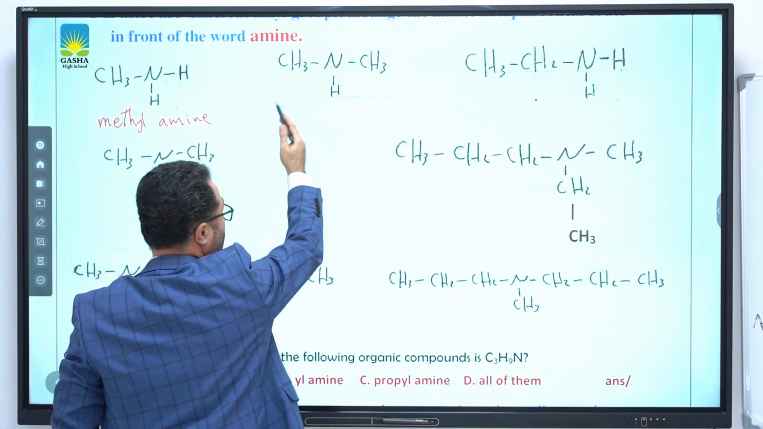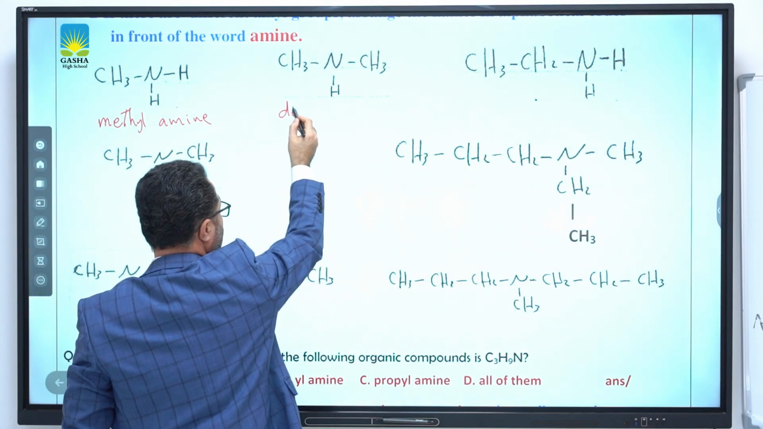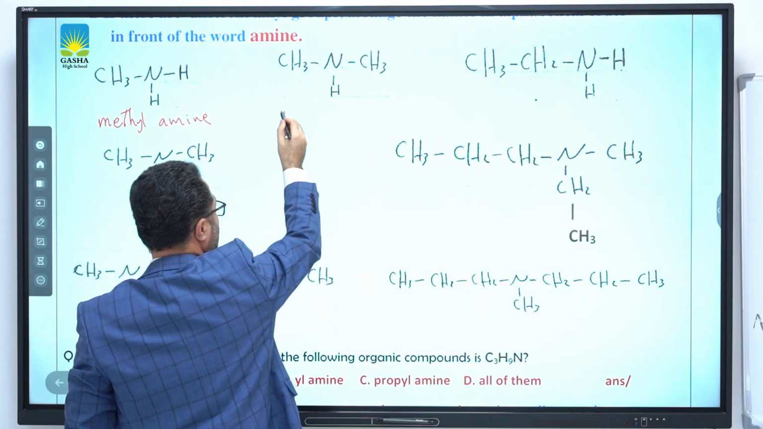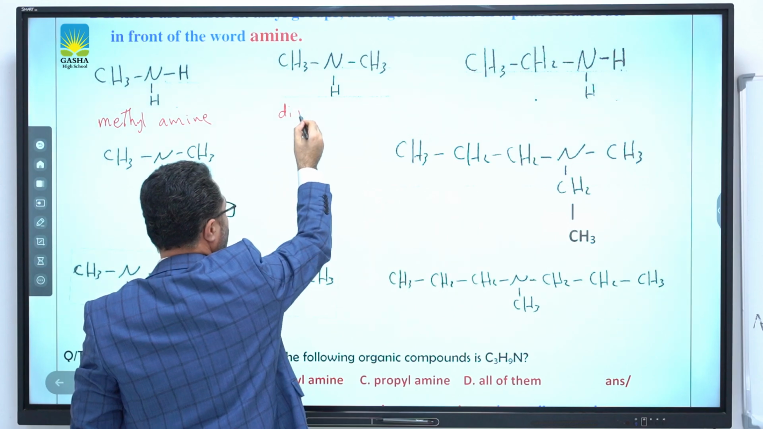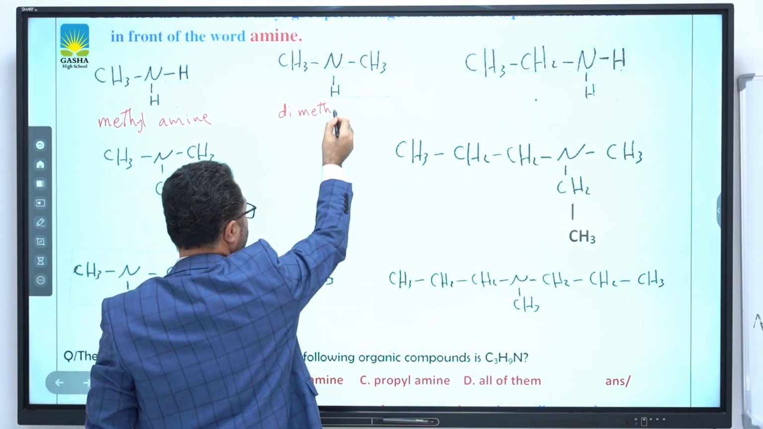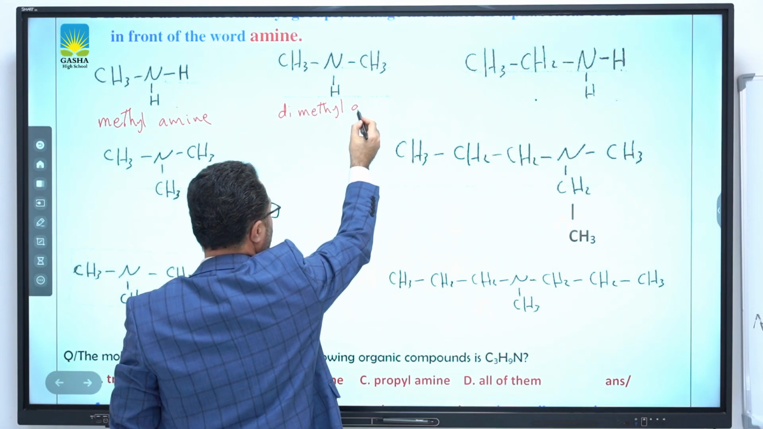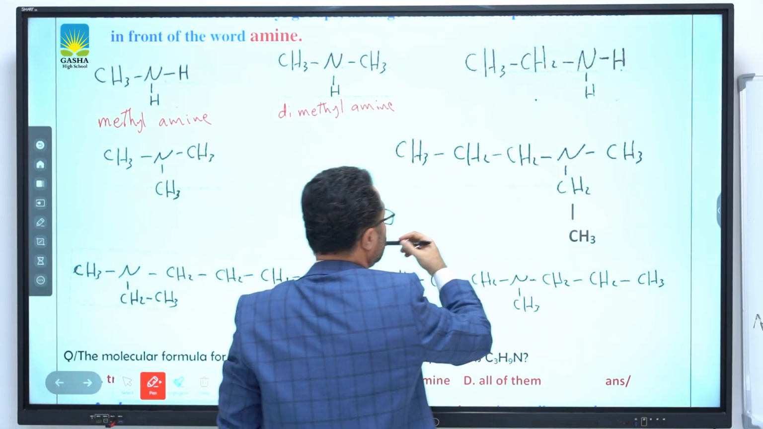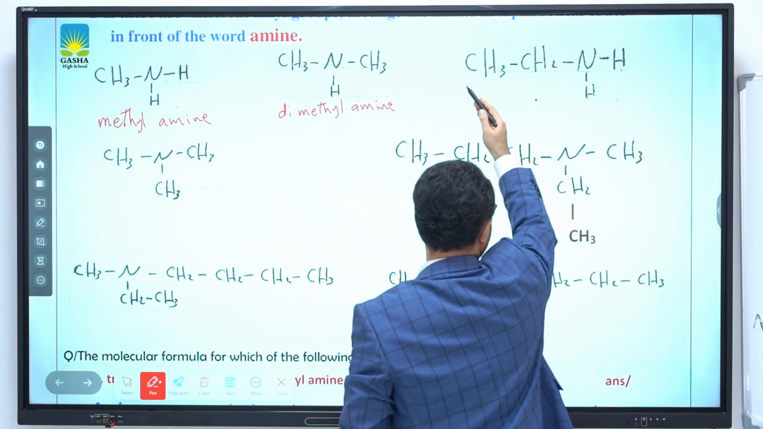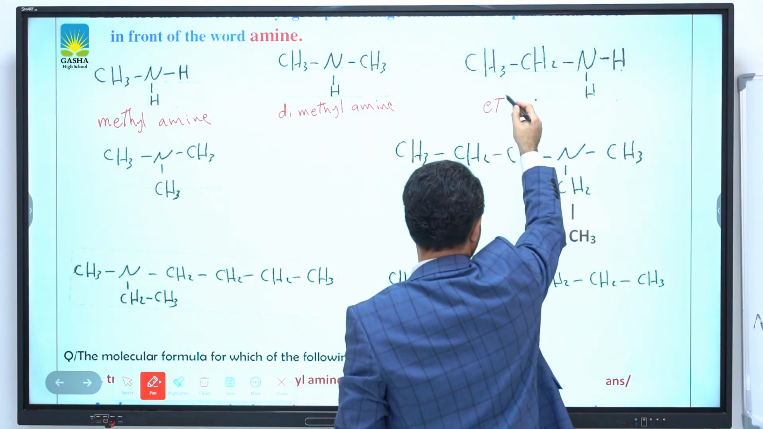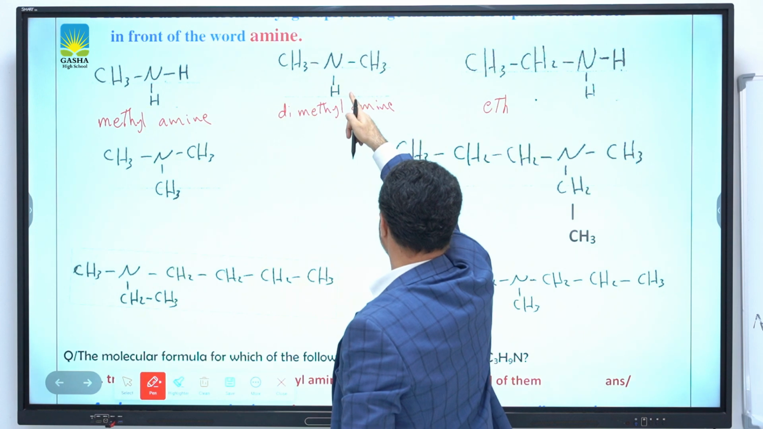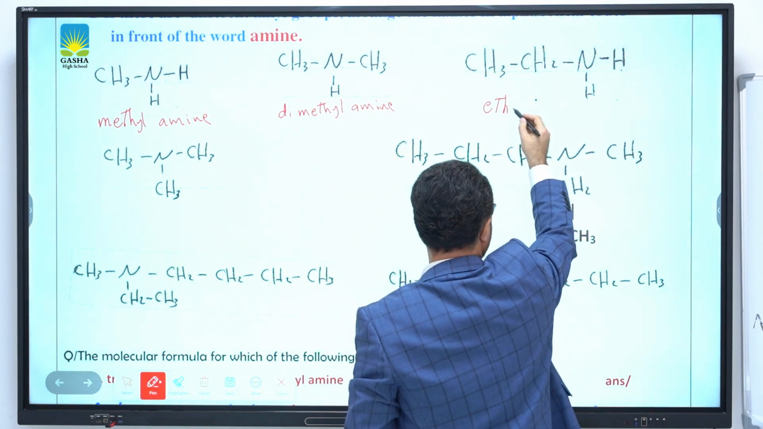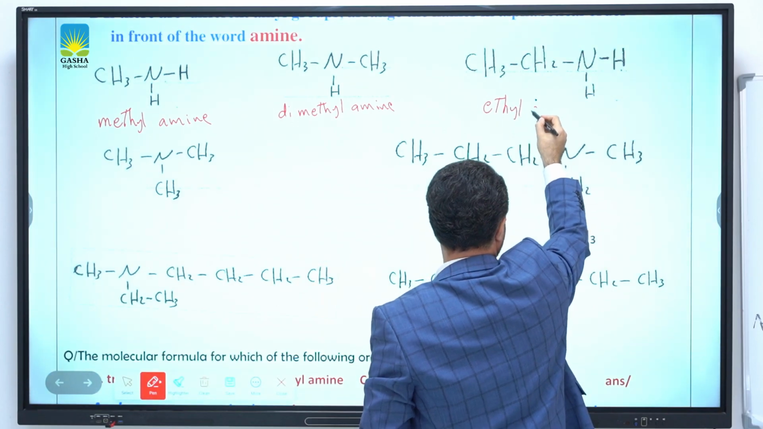Here we have 2 alkyl groups, each with 1 carbon. So it will be dimethyl, and amine: dimethylamine. Here we have 2 carbons on the same side of N, so it will be ethyl. And this one is different from the previous one. We have 2 carbons on the same side of N, so it will be ethylamine.